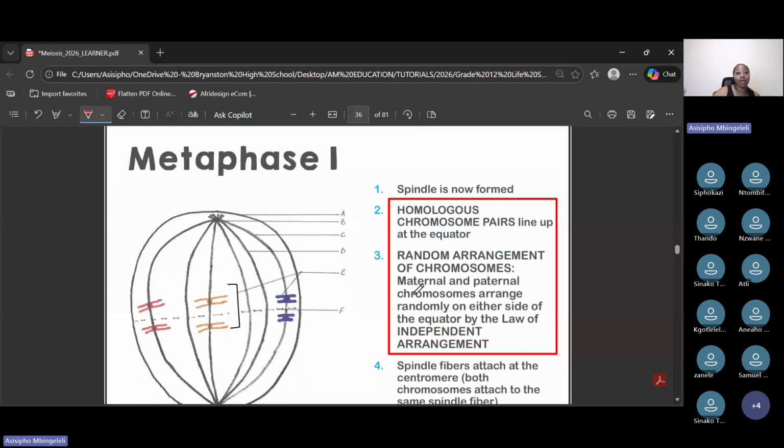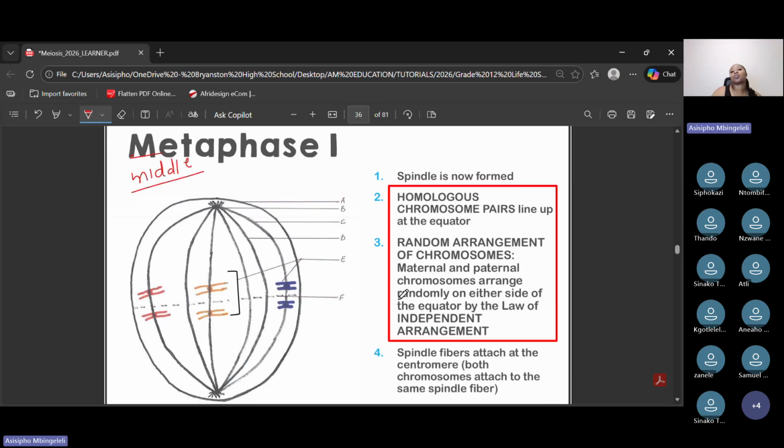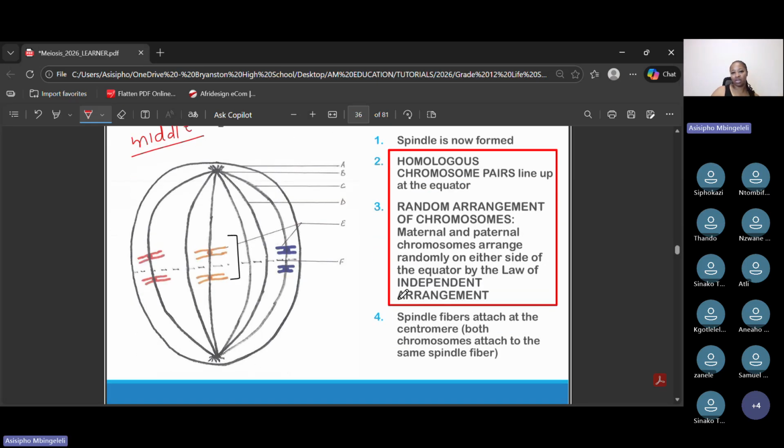Then metaphase, we are maintaining the chromosome number that we started with. We started with 6 chromosomes. But what do we have here? Metaphase 1, M for middle. But it's important for us to note what exactly are we finding in the middle of the equator. What you see here is the important part that you need to mention when you are asked. Identify the phase, then you say metaphase 1.